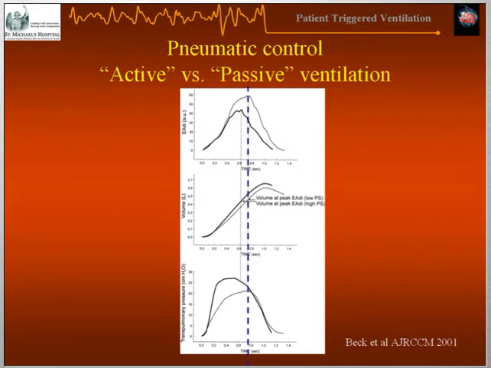To begin, I would like to show this graph from Beck et al., which shows the diaphragm electrical activity over time, the volume delivered to the patient, and the transpulmonary pressure. This blue dashed line shows, with low pressure support, when the peak activity of the diaphragm is reached and what volume we have. This line shows, at low pressure support, what the activity is when the peak volume is reached. Now, increasing pressure support, we get a new line here and a new line here.